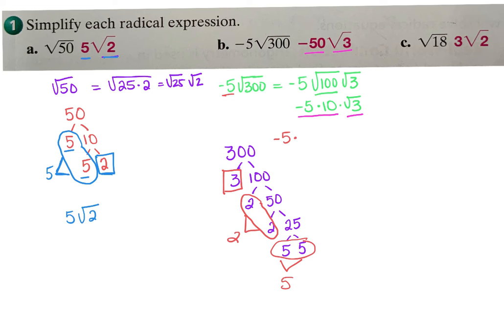I took out a 2, so that goes here. And I took out a 5, so that goes here. The 3 could not come out, so that stays in. And then I just multiply. -5 times 2 is -10, times 5 is -50, square root of 3, which is my answer.